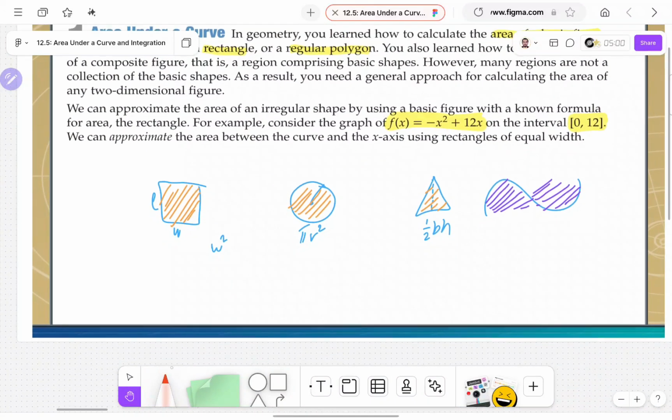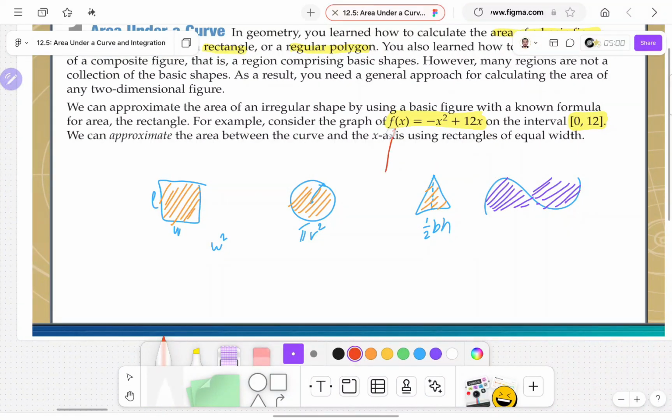We know this is a quadratic function, right? So how does the quadratic function look? Because it's negative, it will be a downward parabola. Now the question is asking me to find it on the interval from 0 to 12. So let's say this is 0 and this is 12. My question needs me to find the area under the curve from 0 to 12. So I need to find this area. How do I find this area?